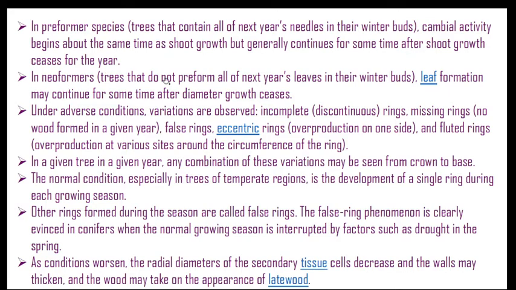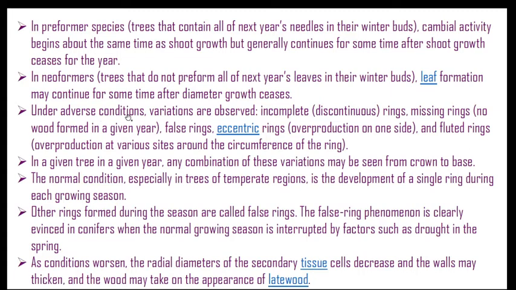Then neoformers, trees that do not preform all the next year's leaves in their winter buds. Leaf formation may continue for some time after diameter growth ceases, meaning the diameter of the bark or main tree trunk is completely grown, and later on there is leaf formation.